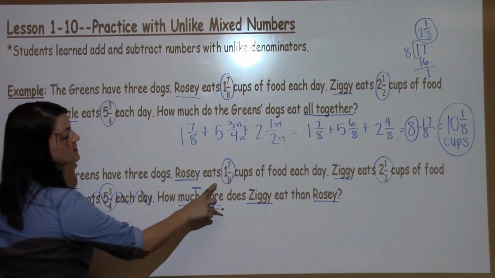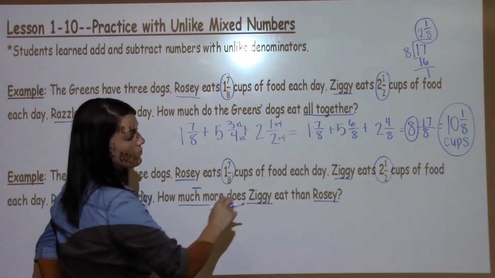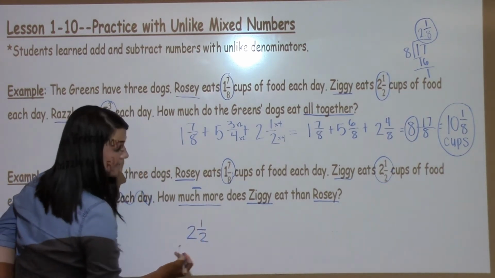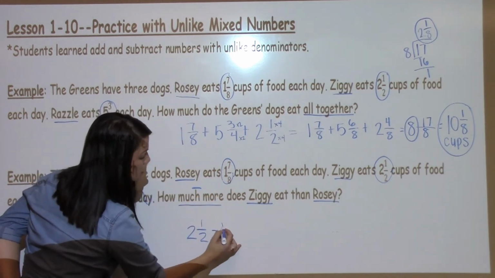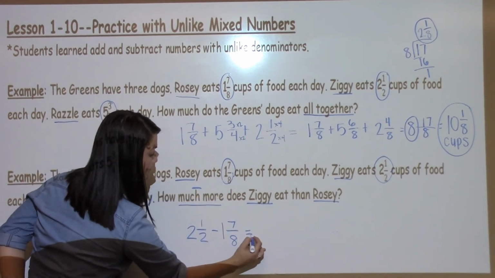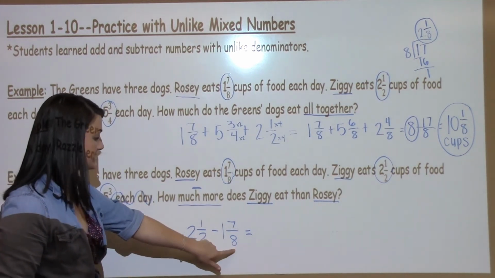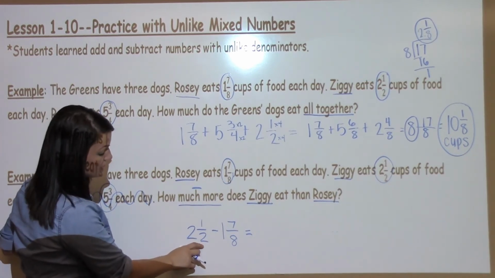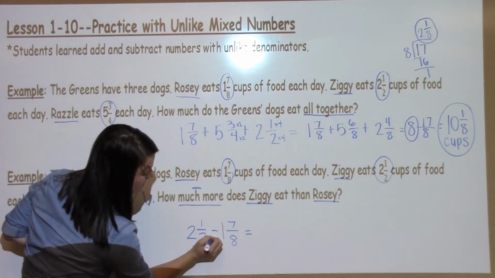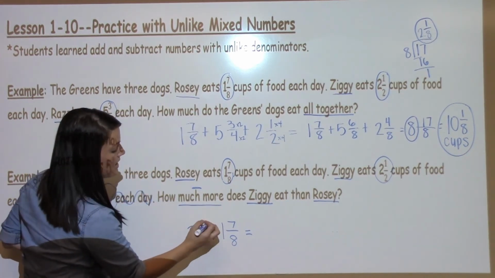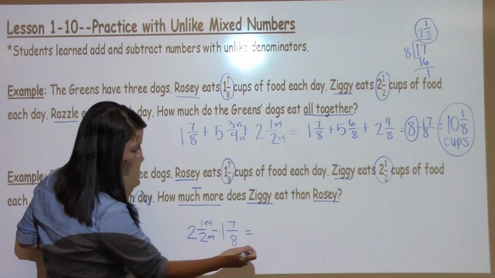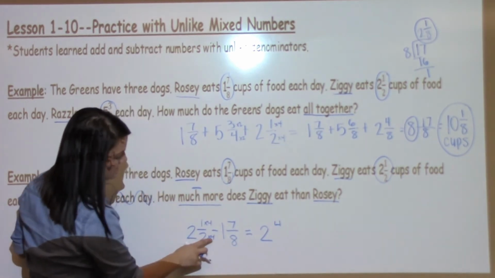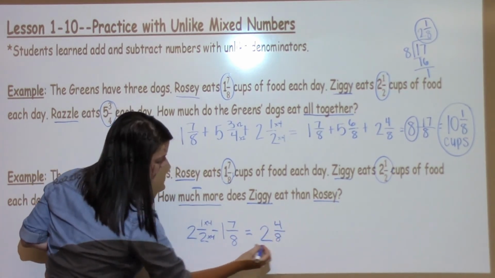So I'm going to subtract 1 7/8 and 2 1/2. I know that 2 1/2 is bigger than 1 7/8, so it's going to go in the front. Now, I have to make my denominators the same, but I can use the shortcut method because I know that there is something times 2 that gives me 8, and that something is 4. Anything I do to the bottom, I must do to the top. So now I'm going to rewrite my fractions. I've got 2. 1 times 4 is 4. 2 times 4 is 8.